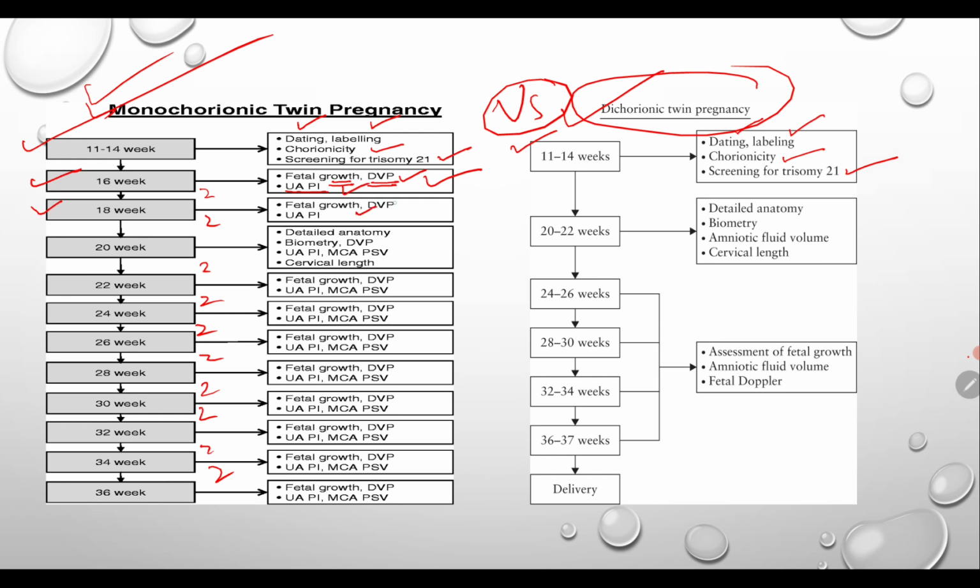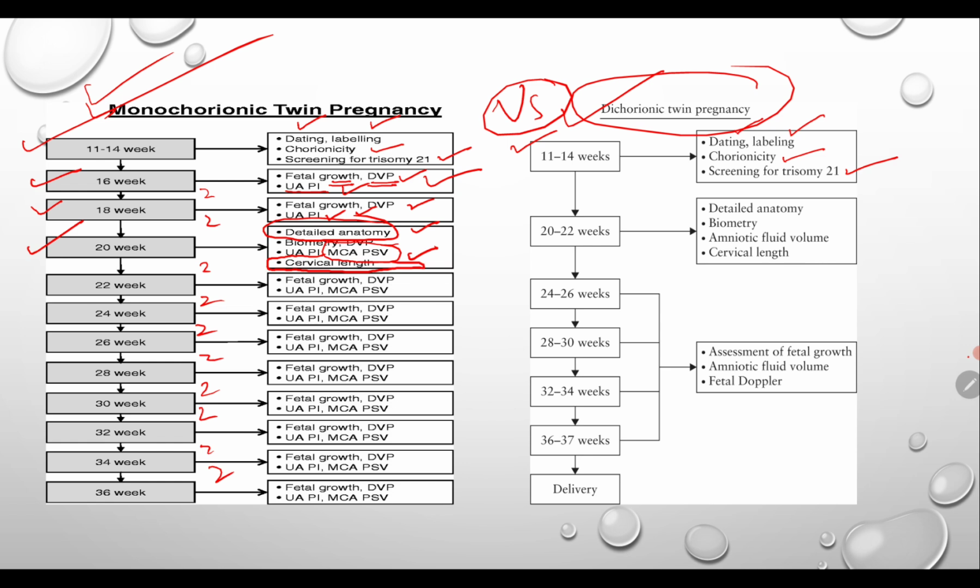Again at 18 weeks: fetal growth, deepest vertical pocket and umbilical artery PI. And from 20 weeks two things are added. Fetal biometry has already been done, and like your normal anomaly scan you have to do a detailed anatomy scan, and MCA PSV has to be added. Along with the same fetal growth and umbilical artery, plus detailed anatomy plus MCA PSV, and very important, because twin pregnancy is more prone to preterm labor, we have to do a cervical length.